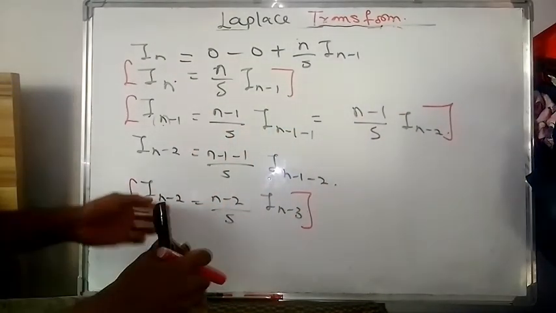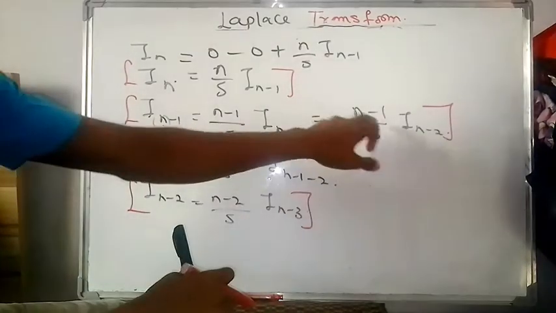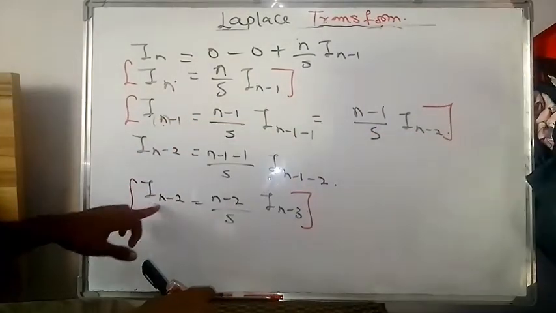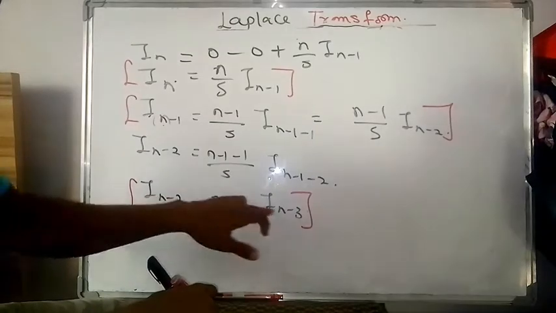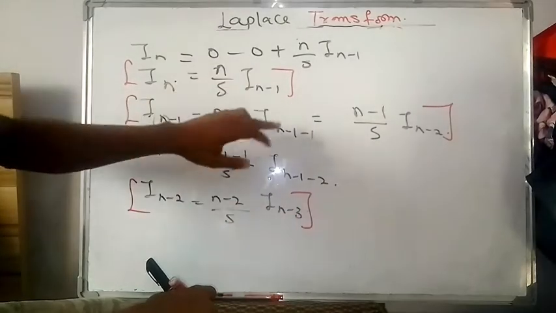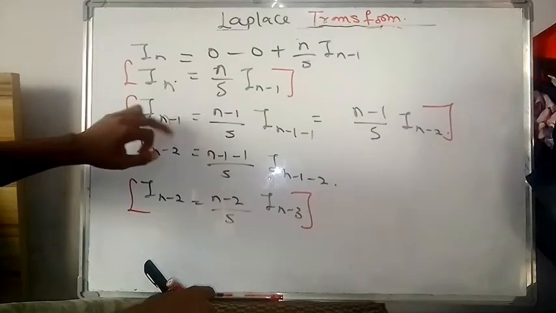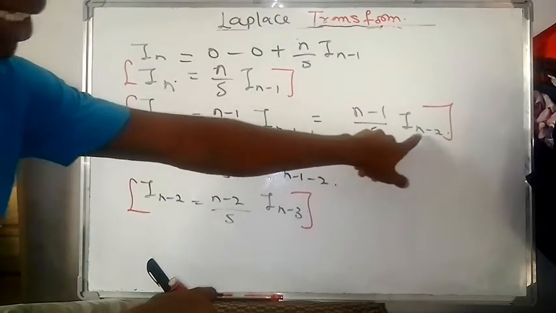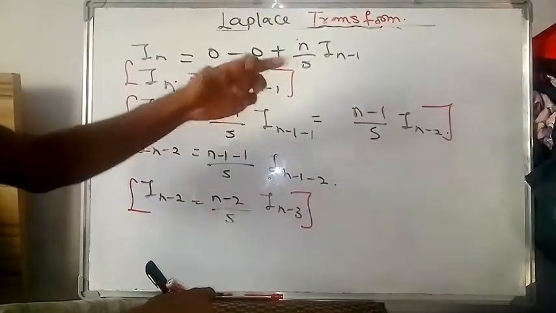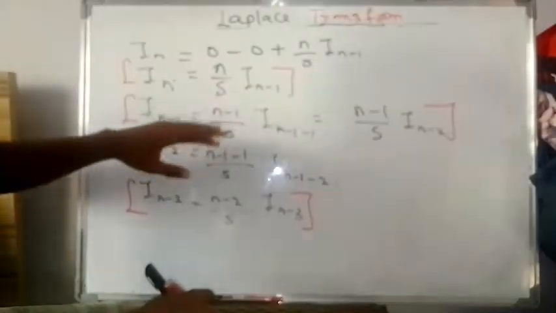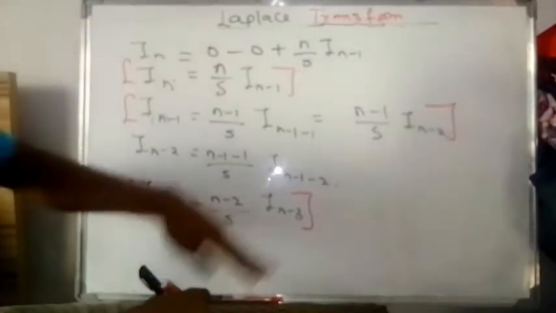So you see now, I substitute n minus 1 is equal to n minus 1 divided by s, I subscript n minus 2. I substitute n minus 2 is equal to n minus 2 divided by s, I subscript n minus 3. So all this now, we are going to substitute. Since I subscript n minus 1 is equal to n minus 1 divided by s I subscript n minus 2, we are going to substitute it into this, right? Now after we substitute this, in respect to n minus 2, we are going to also substitute it in.